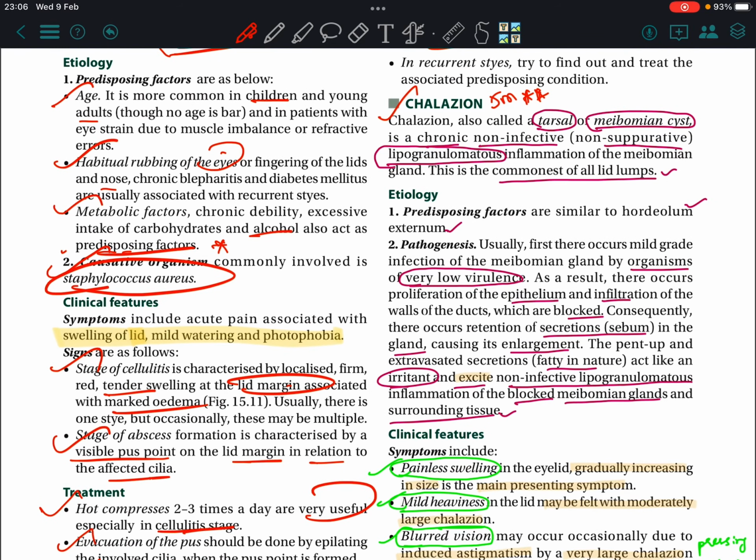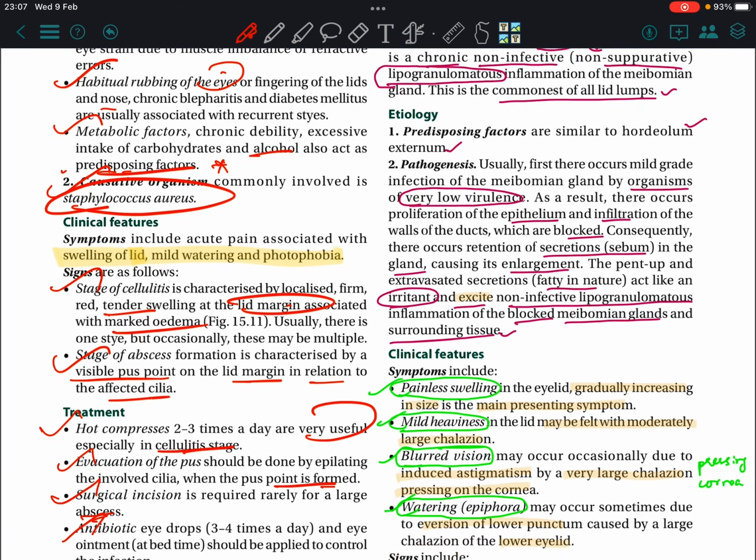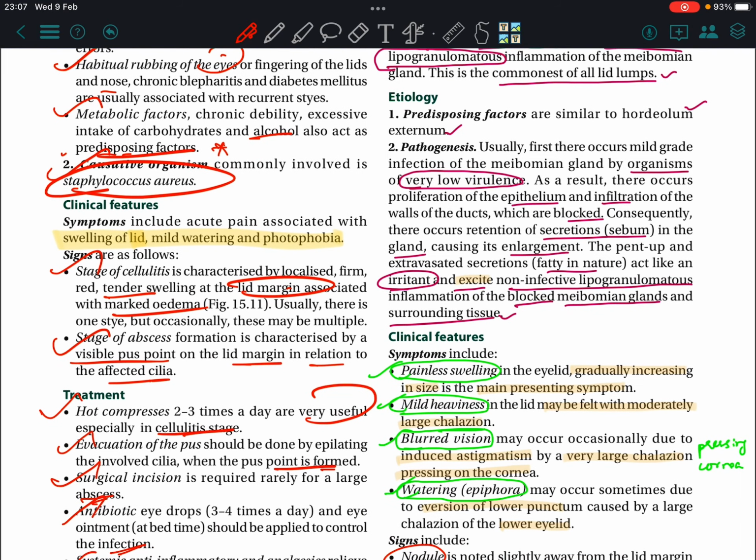Chalazion, also called tarsal or meibomian cyst, is a chronic non-infective, non-suppurative inflammation of the meibomian gland. It is the commonest of all lid lumps. Etiology is similar to hordeolum externum. Pathogenesis: very low virulent organisms.